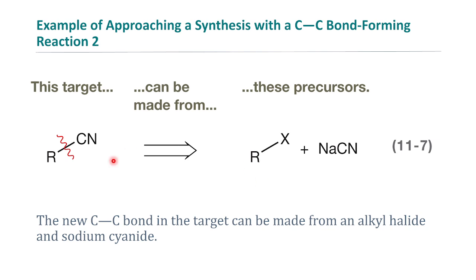So right here we see a target, and then we do a transform. We put a retrosynthetic arrow again, and then these right here are going to be our precursors that can make that product. And so if we were to look at the reaction, it would be these two things coming together. Those would be our reactants, and this one would be our product.